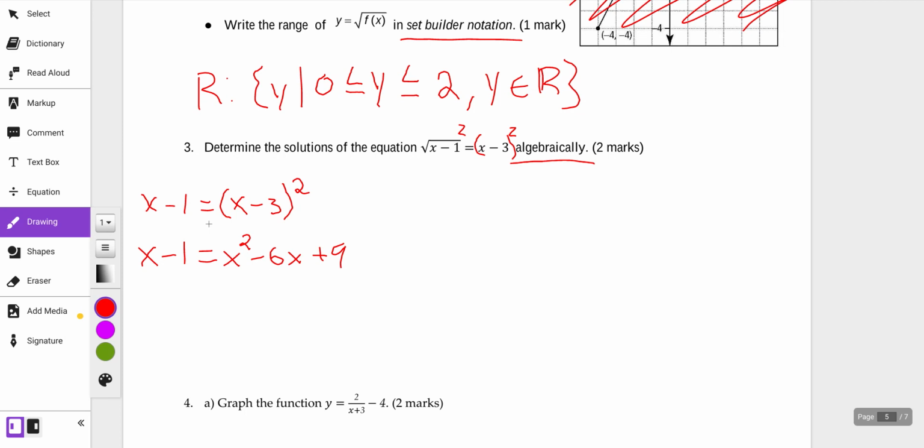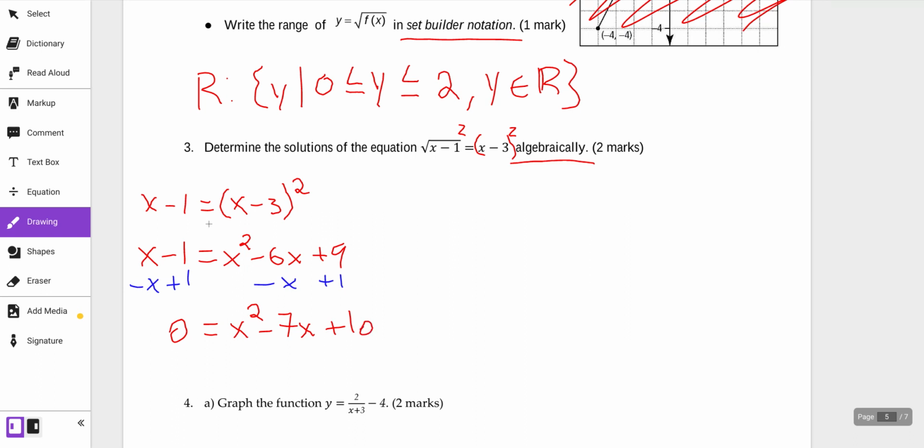If you did that, I think I gave you 1 mark, maybe only half a mark at this point. I then needed you to recognize that this was a quadratic function. To solve quadratic functions, you have to equal 0. That means I need to subtract my x and add my 1. So I subtract x, I add 1, and I now have 0 equals x squared minus 7x plus 10.